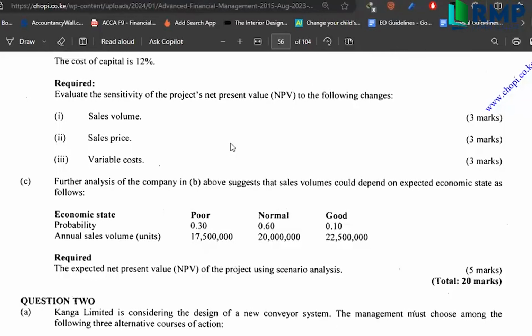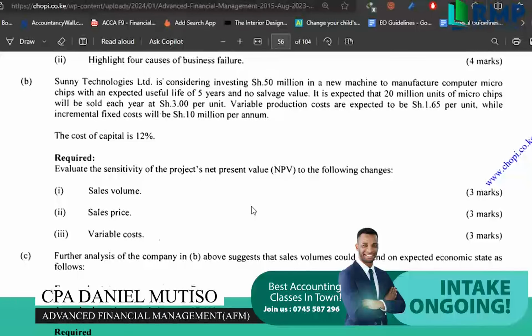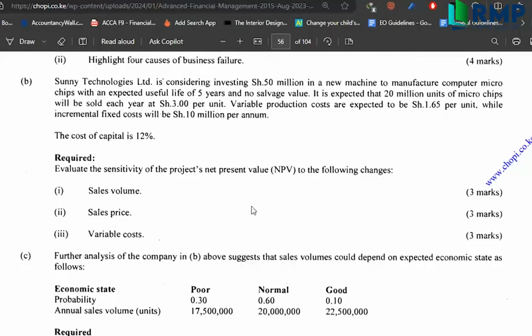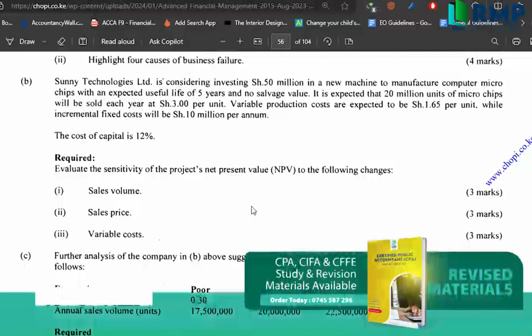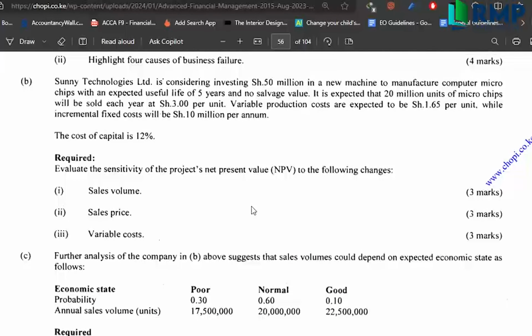So in this case, in order to get this question, allow me to use this information, because they have already told us to get the expected net present value of the project using the scenario analysis. Now, that is not the case. Allow me to read part B, where we have been told, Sunny Technology Limited is considering investing 50 million in a new machine to manufacture computer microchips, with an expected useful life of 5 years and no salvage value. It is expected that 20 million units of microchips will be sold each year at 3 shillings per unit. The variable production costs are expected to be 1.65 per unit, while incremental fixed cost will be 10 million per annum. Now, the cost of capital is already provided there.